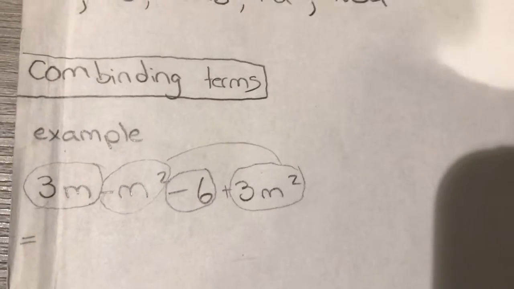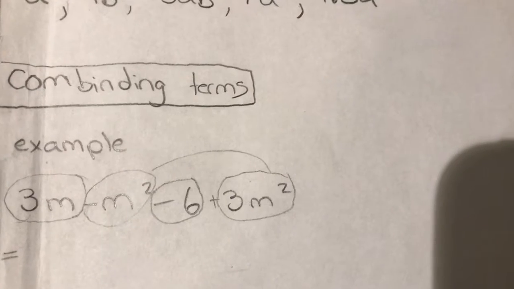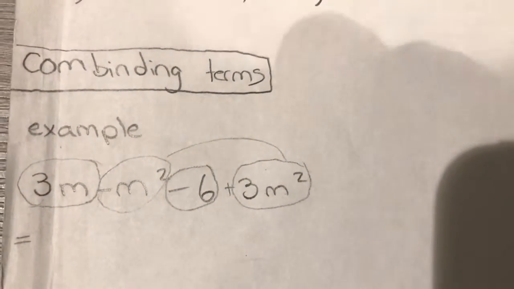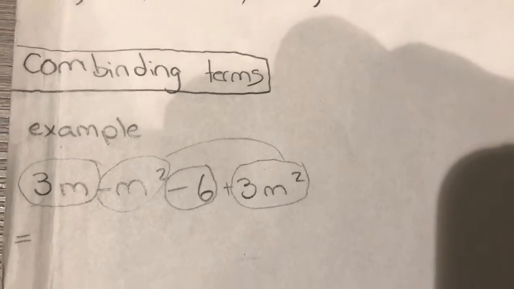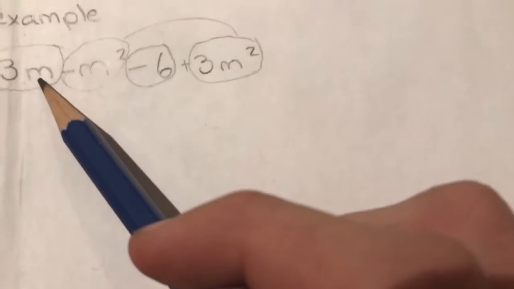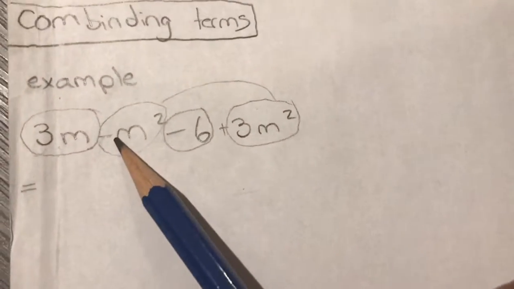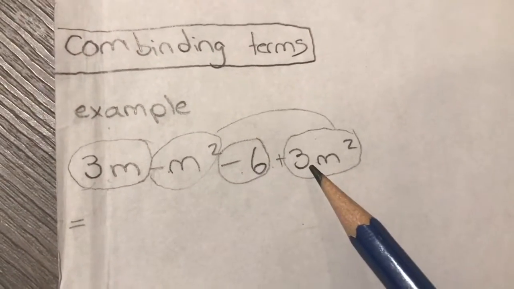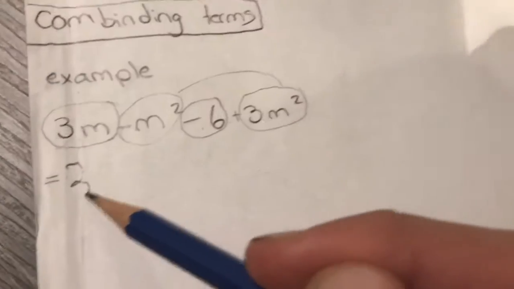The next example is with combining terms. So this one, we have 3m minus m squared minus 6 plus 3m. First, we would take 3m, and it does not match with anything since this is negative, and it has no variable, and this one is squared. So we would just write 3m.